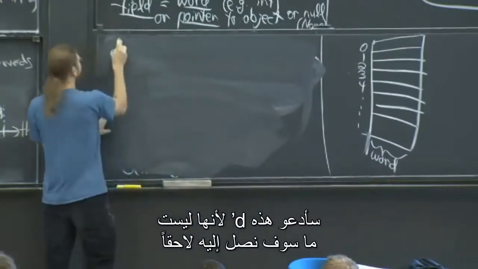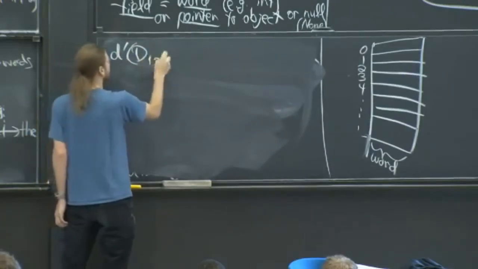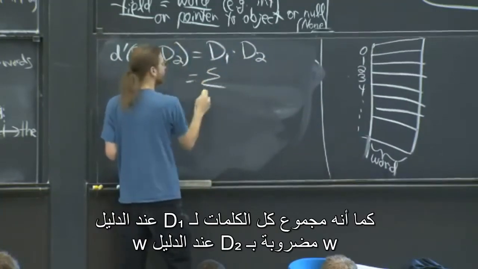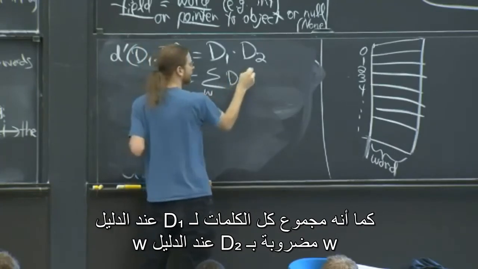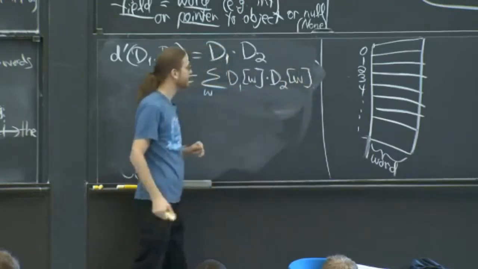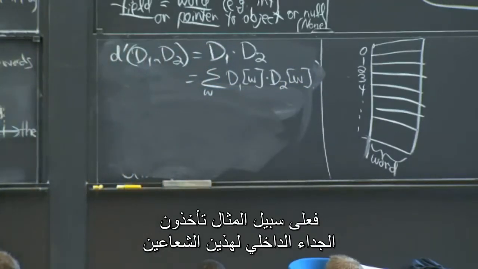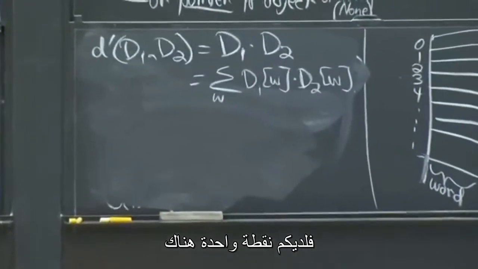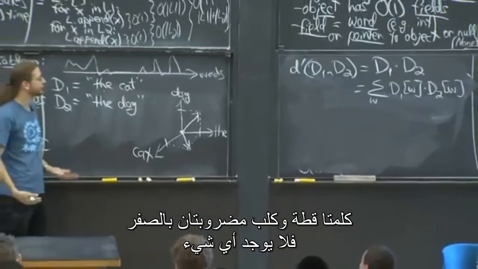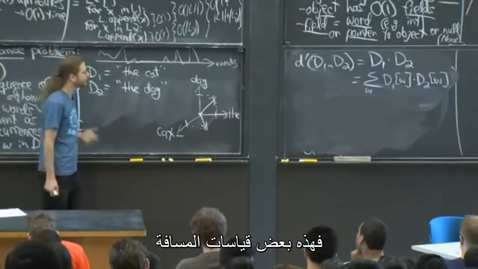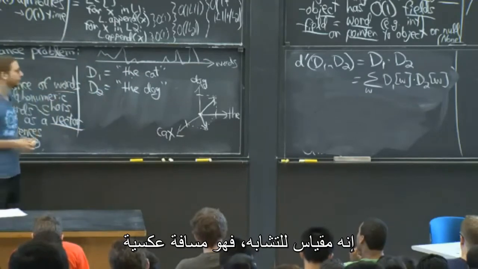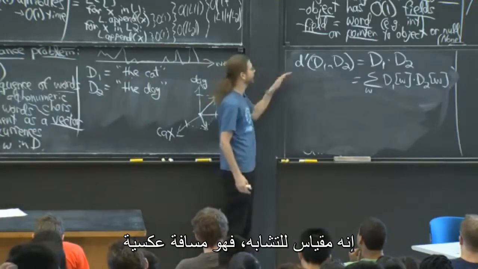I'm going to call this D prime, because that's not what we're going to end up with. You could think of this as the dot product of D1 and D2, also known as the sum over all words of D1 of W times D2 of W. So for example, you take the dot product of these two guys, those match, so you get 1 point there. Cat and dog multiplied by 0, so you don't get much there. So this is some measure of distance, but it's a measure of commonality, so it would be sort of inverse distance, sorry.